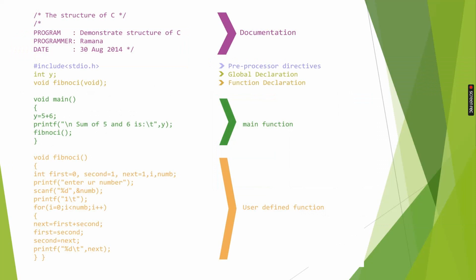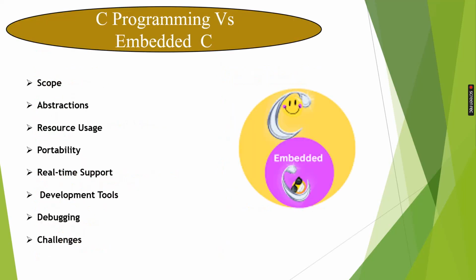It is the basic structure of C. Documentation provides the main elements or matter which is not included in the code, like the programmer, date, etc. Next, it consists of preprocessor directives like stdio.h, and global declaration, and it consists of the main function and a user defined function. The user defined functions are generally defined by the user as per the requirement.